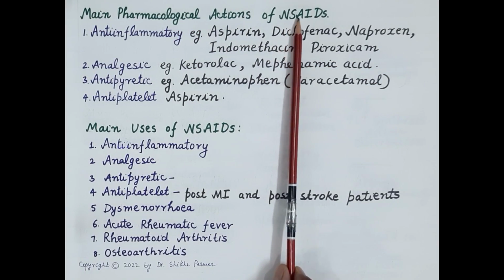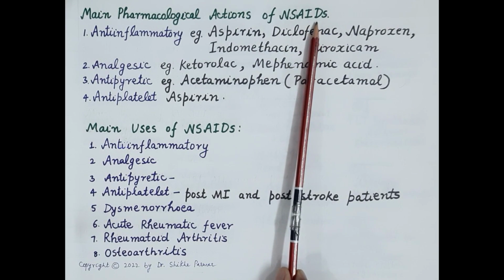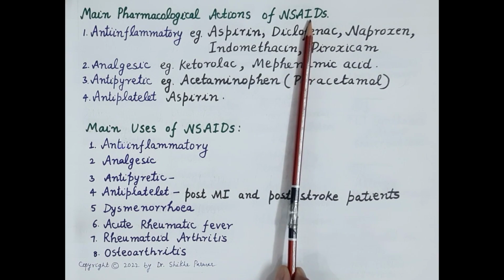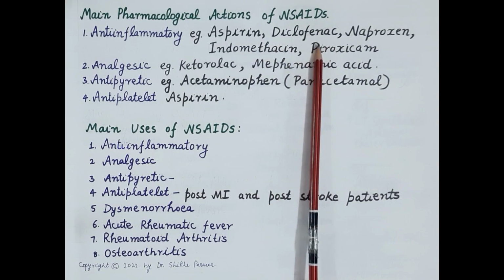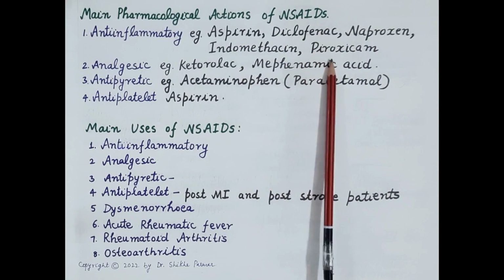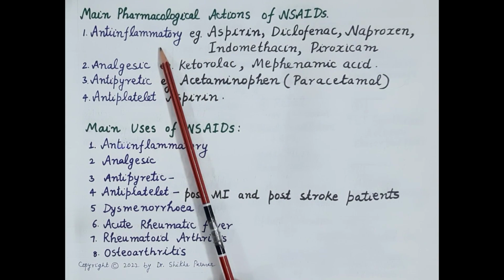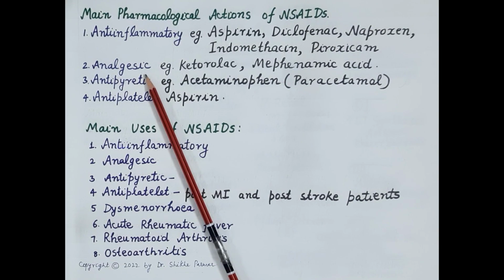Now the main pharmacological actions of NSAIDs. Now all NSAIDs produce anti-inflammatory, analgesic and antipyretic actions. But these drugs produce variable magnitude of anti-inflammatory, analgesic and antipyretic actions. Let's understand how. Now aspirin, diclofenac, naproxen, indomethacin, piroxicam, these are highly efficacious anti-inflammatory agents, while ketorolac and mefenamic acid are preferably used for their good analgesic activity.